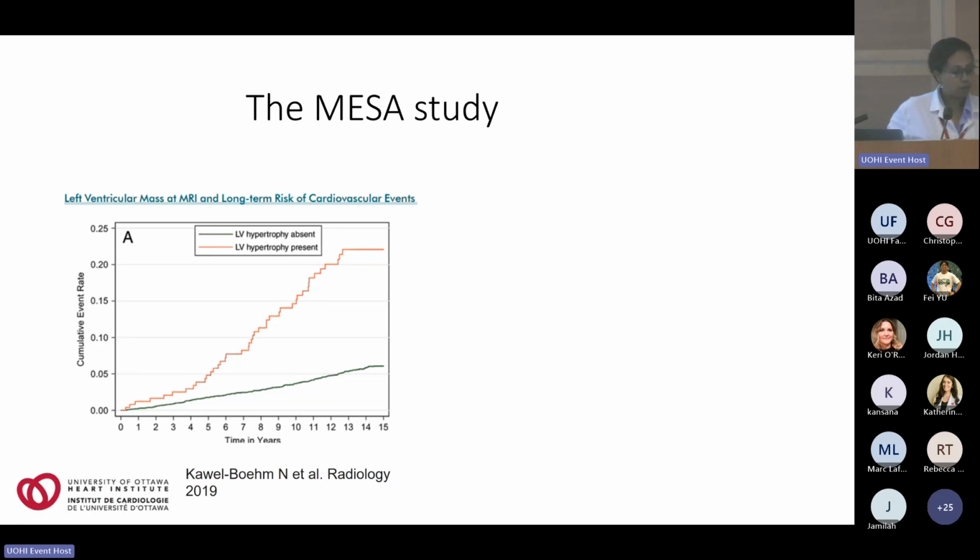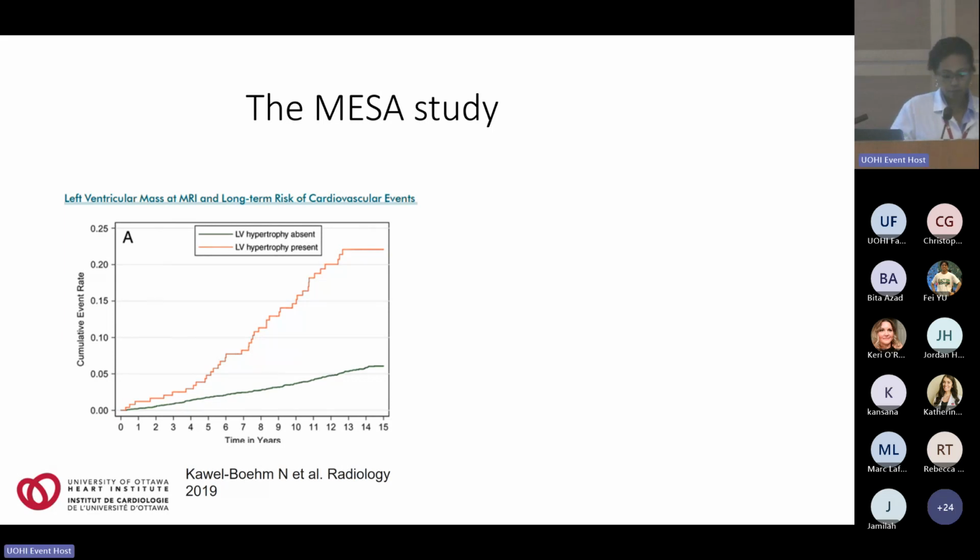So the LV mass was measured with CMR in this study. Increased LV mass was shown to be a strong predictor of coronary artery disease-related death and heart failure, independent of the traditional risk factors, including a coronary calcium score.